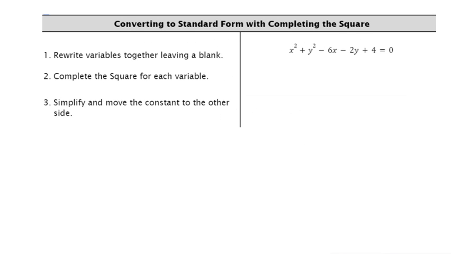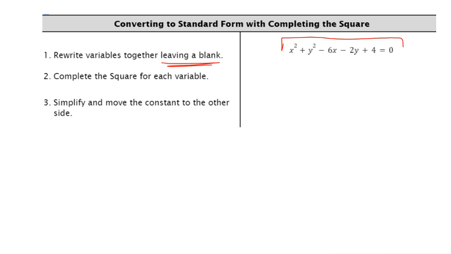So our steps for converting to standard form with completing the square. Our first step is we're going to rewrite our terms so the x's are together, the y's are together, and then we're going to leave blanks for every set of x and all sets of y, and then complete the square, and then get the constants to be on the same side.